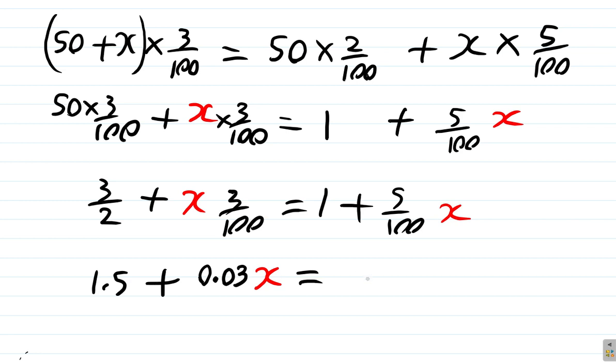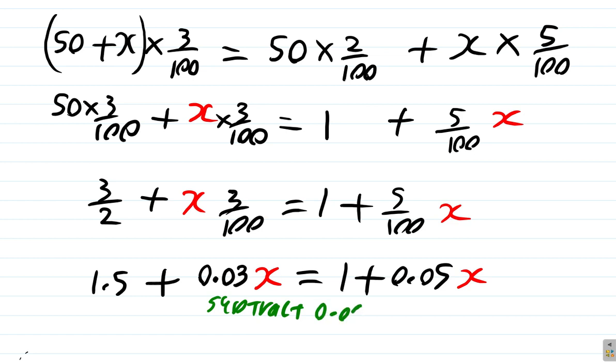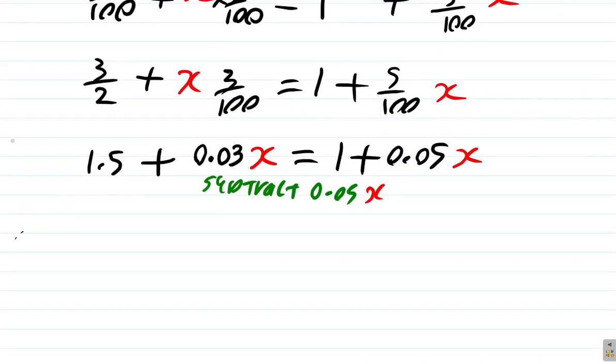equals this 1 plus 5 out of 100. It's going to be 0.05x that you have here. So you see that? Now, suppose you subtract 0.05x. And you do it from both sides. You have to do it from both sides. Whatever you do to one side, you have to do to the next side.